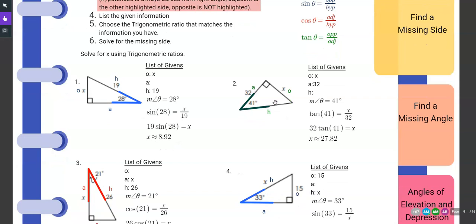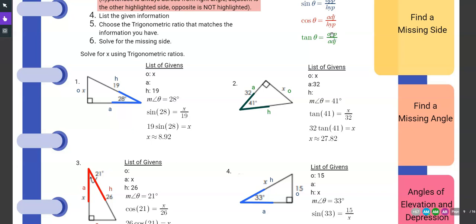Number 2, I highlighted the given angle here in green. My adjacent side is 32. My opposite side is unknown, and hypotenuse has no information, but it is across from the right angle. So I fill in an x for O and a 32 for A. I have a measure of angle theta is 41.